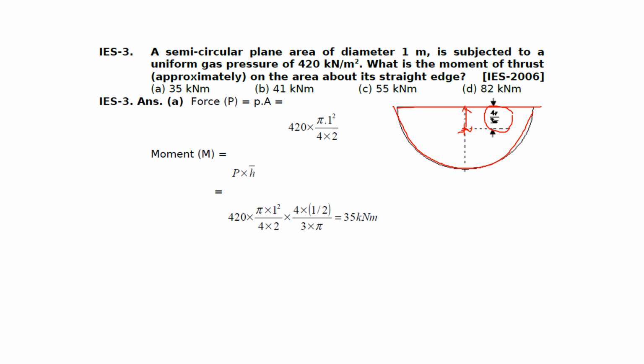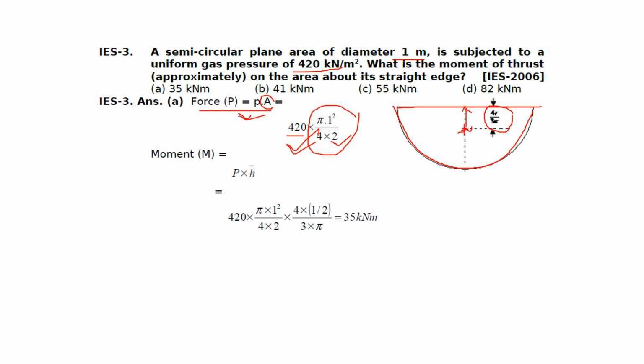So what is force? Pressure into area. Pressure is given, 420, and area is pi by 4 d square. But it is a semicircle, so it will be half. The diameter is given as 1. So this is nothing but the force. Then what is moment? We have to take moment with this force, multiplied by the centroid distance, that is 4r by 3 pi.